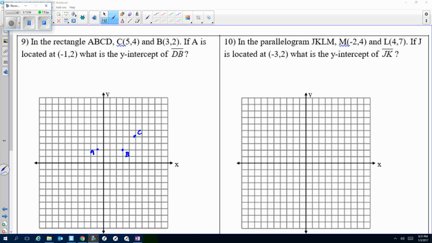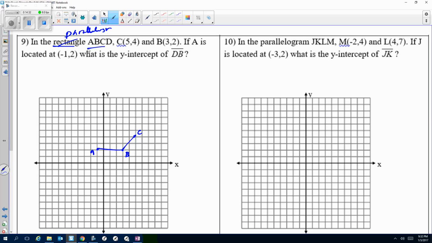We have 3, 2 for B, 5, 4 for C, -1, 2 for A. Remember, order matters. So we have a rectangle. It goes from A to B to C. Let me make sure I'm looking at the right problem. It's supposed to be a rectangle. I think this one's just supposed to be a parallelogram. I'm going to fix that. I believe it's supposed to be a parallelogram. Yeah. Okay, so we have A, B, C.